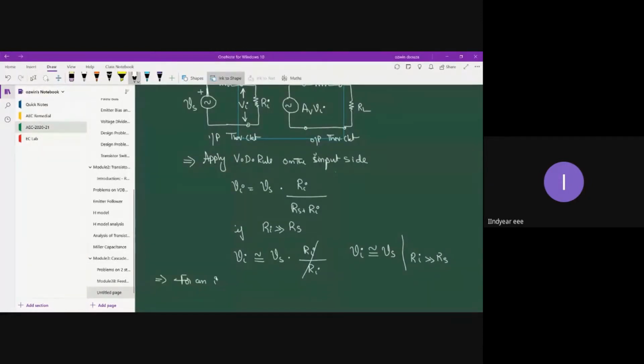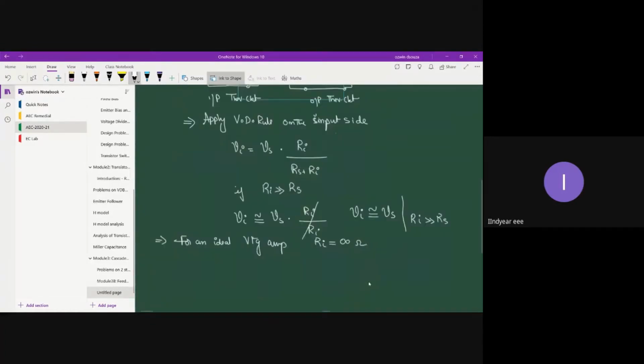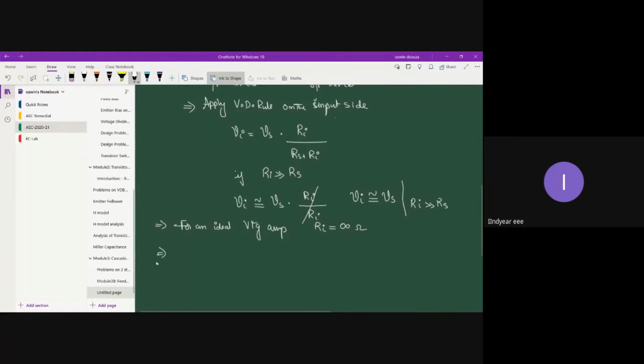For an ideal voltage amplifier, what is expected? For an ideal voltage amplifier, you should have input resistance equal to infinity ohms. That is what is expected. But in reality, you cannot have an infinite resistance, but you must design for a practical voltage amplifier.